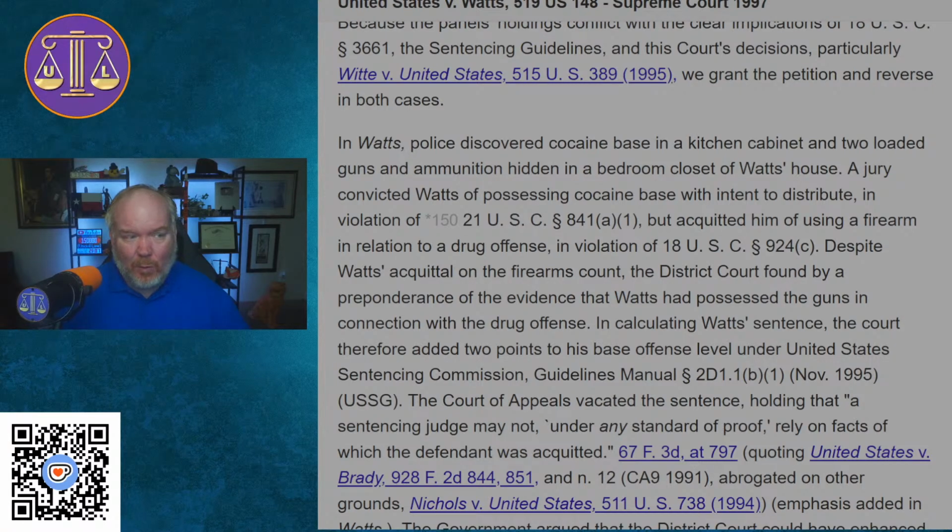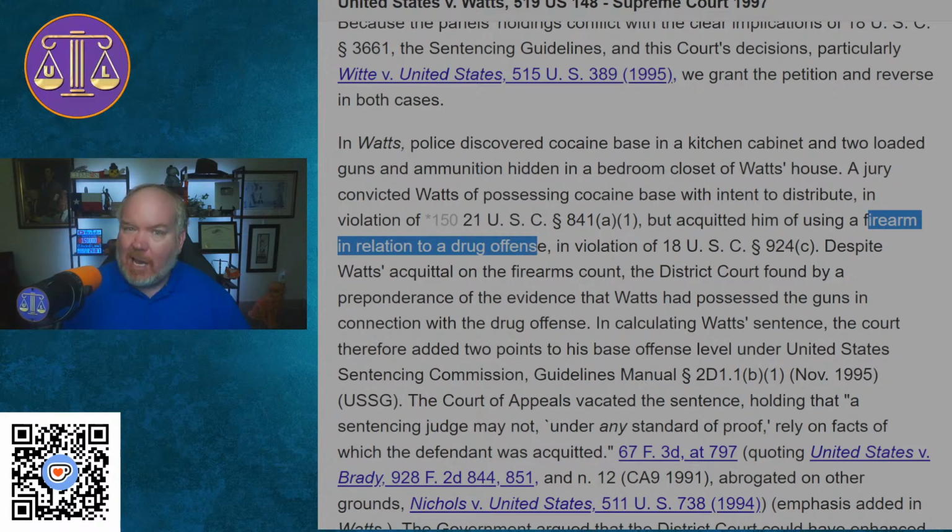In the case of Watts, police discovered cocaine base in a kitchen cabinet and 2 loaded guns and ammo hidden in a bedroom closet of Watts' house. A jury convicted Watts of possessing cocaine base with intent to distribute in violation of law, but acquitted him of using a firearm in relation to the drug offense. So they're like, yeah, we find the drug violation, but we don't so much find the firearm violation. We're not cool with that, says that jury.